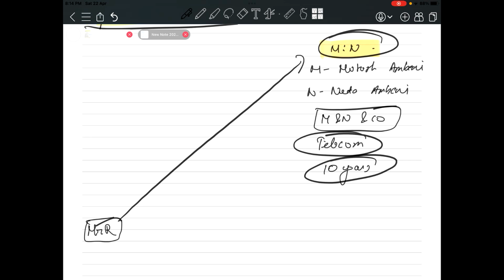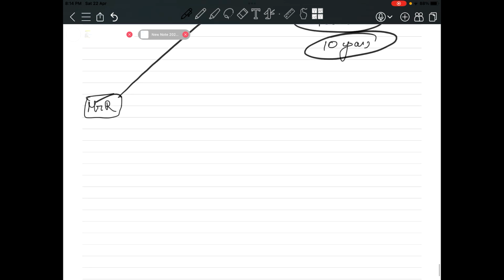Now see what will happen. Say for example, their old profit sharing ratio, Mukesh Ambani and Nita Ambani, was 3:2. Now Mr. R has joined the partnership firm. We all know that when a new partner is admitted, the new partner will bring his share of capital and goodwill.